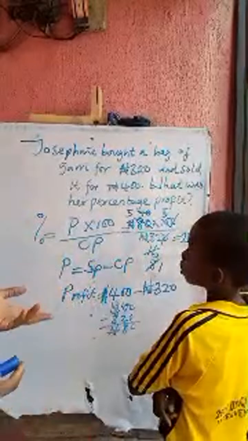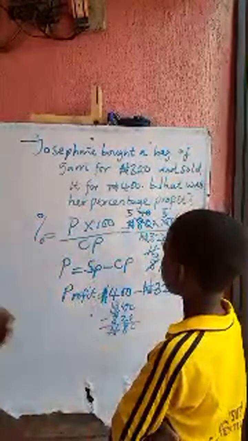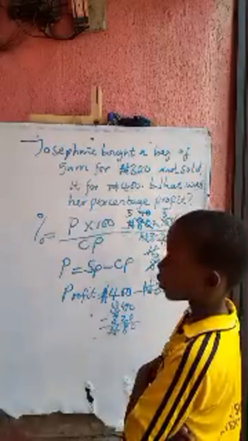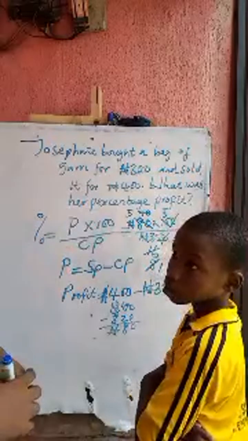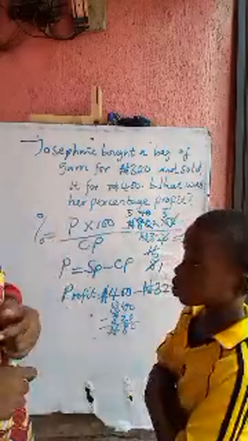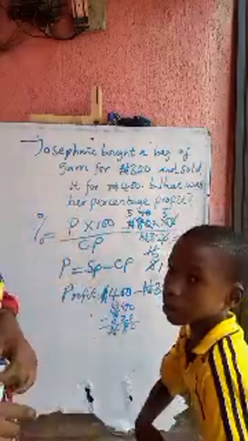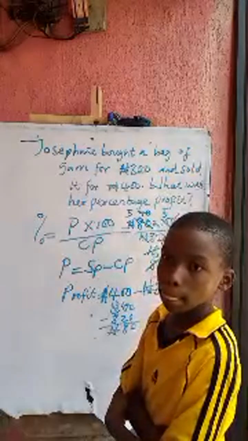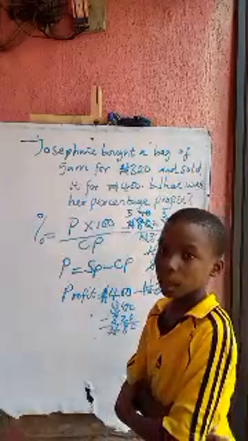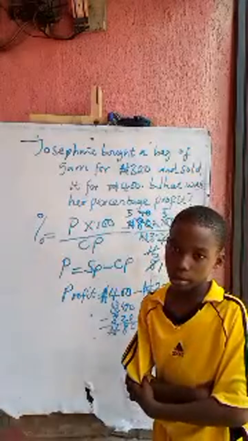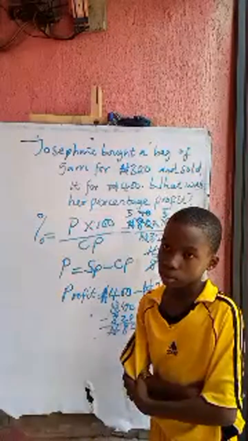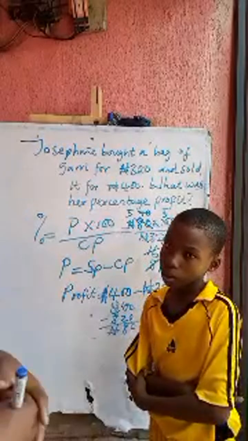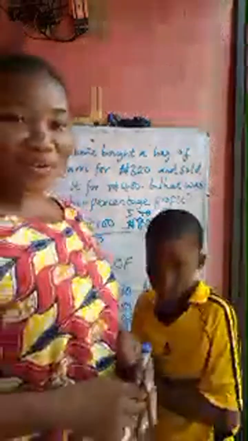That means Josephine made 25% profit on the garri. Do you understand? Yes. So we are going to end our review for today. God willing, we are going to continue tomorrow if we have fair weather.